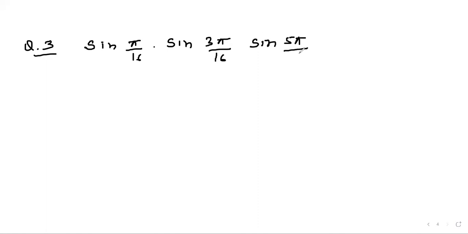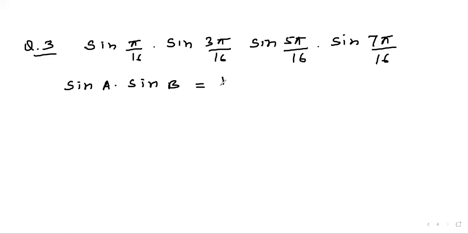Question number 3. What is the value of sine pi by 16 sine 3 pi by 16 sine 5 pi by 16 into sine 7 pi by 16? Now, we know the formula sine A sine B equals 1 by 2 times cos A minus B minus cos A plus B.